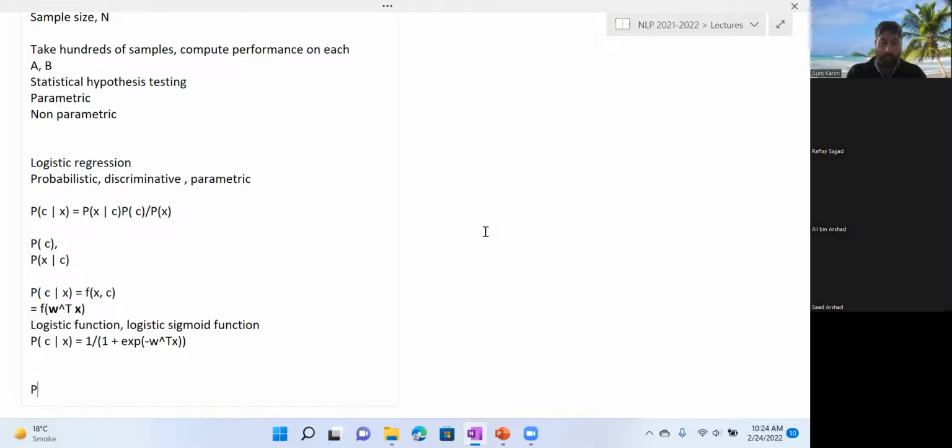So what did we have as the posterior probability? We have probability of X given C, probability of C, divided by probability of X. So this is the Bayes rule. And let's say we are talking about classification with C equal to 0 or 1.